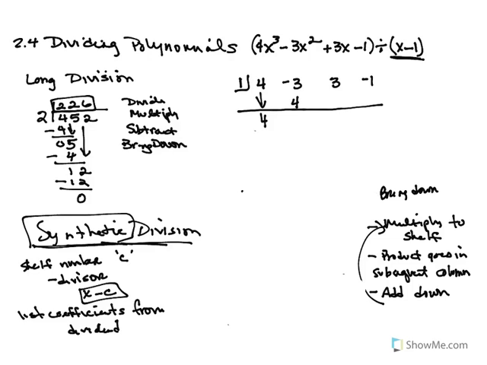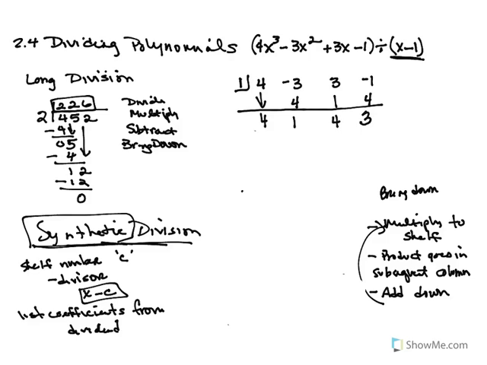All right, so negative 3 plus a 4 is a 1. All right, so then we start again. Multiply to the shelf. 1 times 1 is 1. Then we add down. 3 plus 1 is 4. And then we start over. 4 times 1 is 4. We add down, we get -1 plus 4 is a 3.